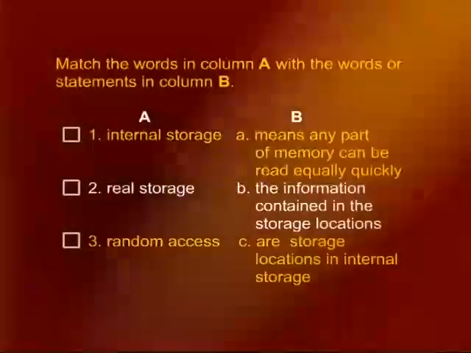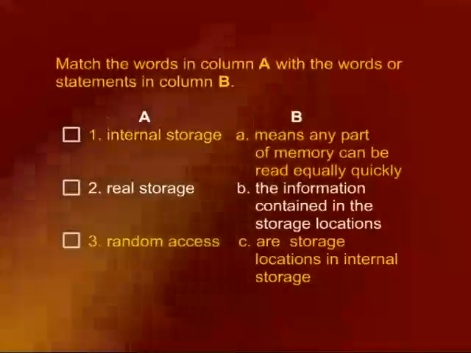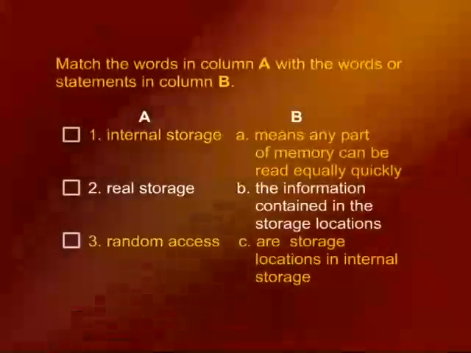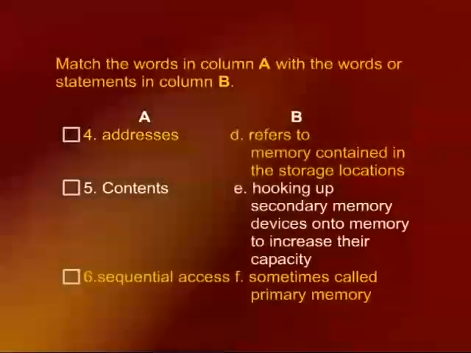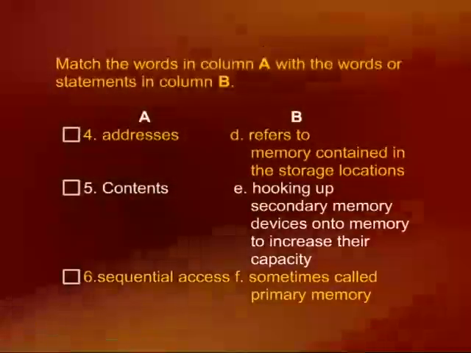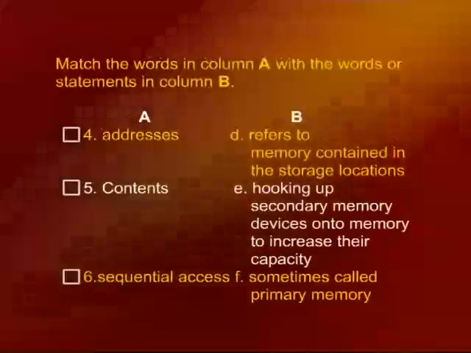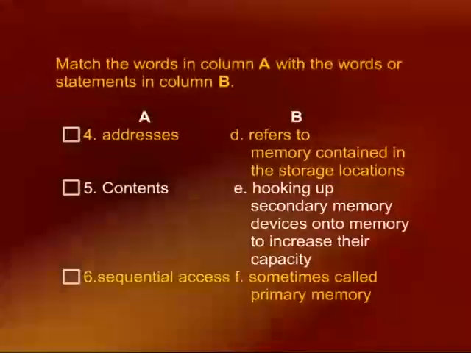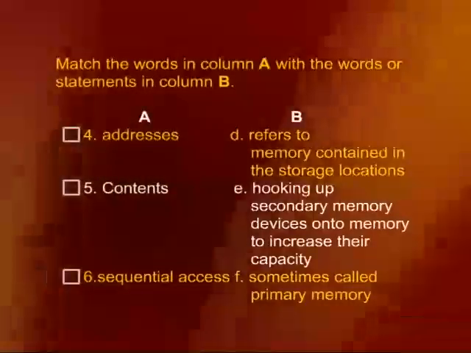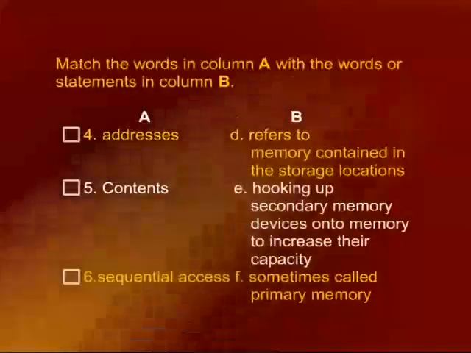Number 2 says real storage. Real storage means any part of memory can be read quickly and equally. B, the information contained in the storage locations. C, D, E, hooking up secondary. Sometimes it is F, sometimes called primary memory. Right? Now let's go back to number 3.